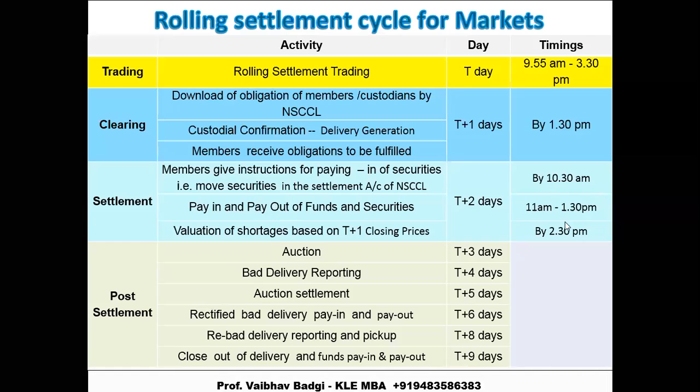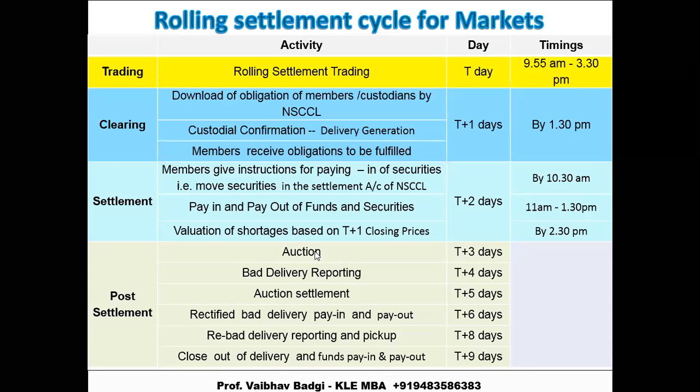So by 10:30, okay, accounts have been settled. So pay in means if you have sold the shares, the money has to be given to you. So that is called pay in. And then we have the payout of funds and securities. So all these things happen on T+2 day. It starts from 10:30 and it will end by around 2:30 p.m. afternoon. So within this 4.5 hours that we have, all these things happen.